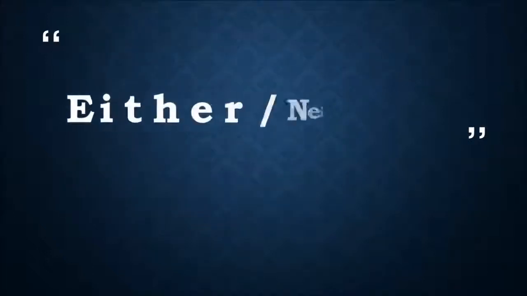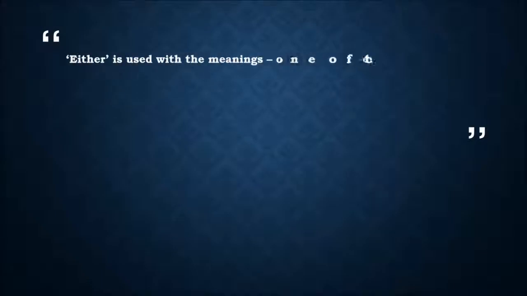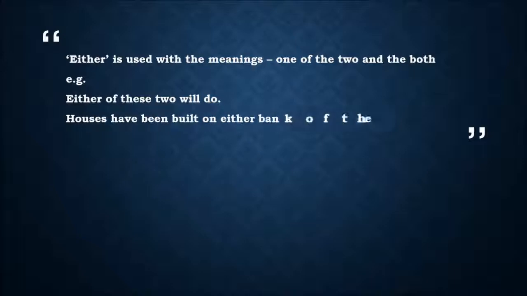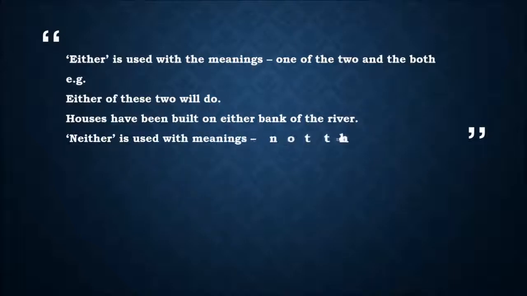Either...or is used to show a choice from two. One will be chosen in the end. E.g. I will go either to Mumbai or to Delhi. She will come either by a bus or by a car.